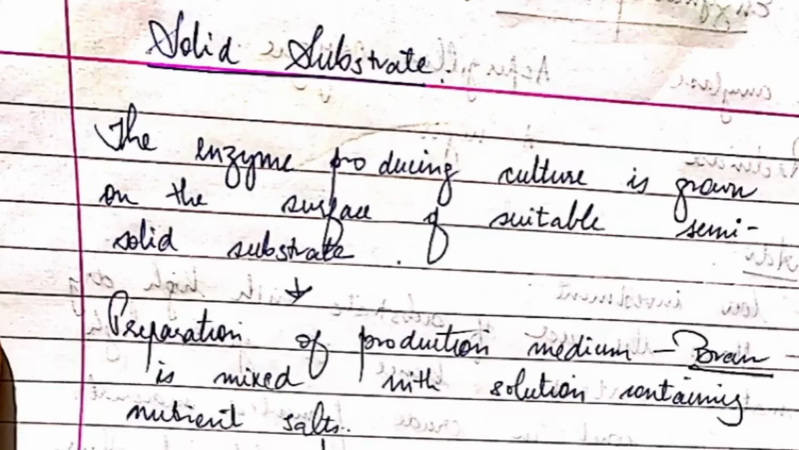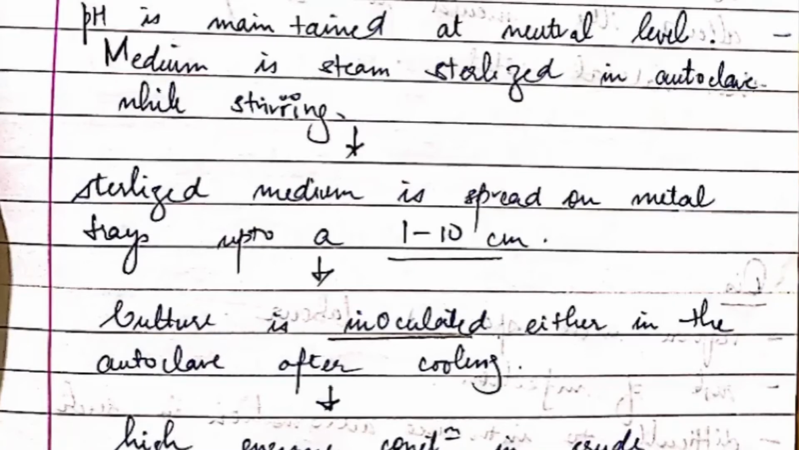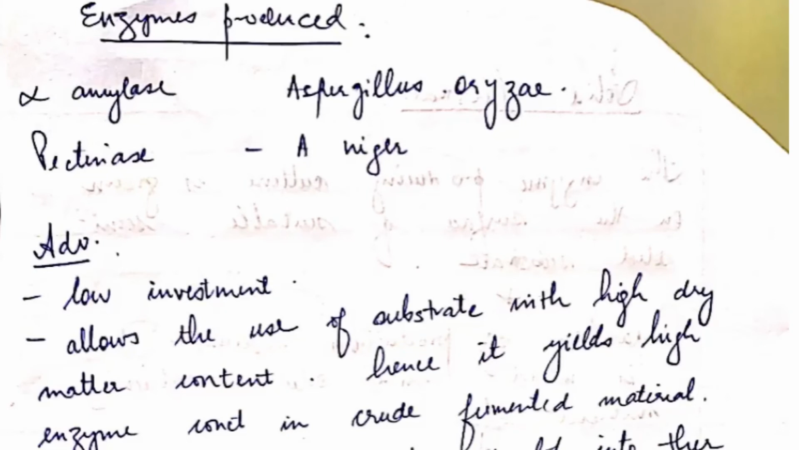Now I have given a flow chart for the solid substrate fermentation. The enzyme producing culture is grown on the surface. Then preparation of production medium, that is bran, is mixed with the solution containing the nutrient salt. The pH is maintained at neutral level. The medium is steam sterilized in autoclave. The sterilized medium is spread on the metal trays up to 1 to 10 centimeter, and then the culture is inoculated. High enzyme concentration in crude fermentation material. The enzymes produced are alpha amylase and pectinase.